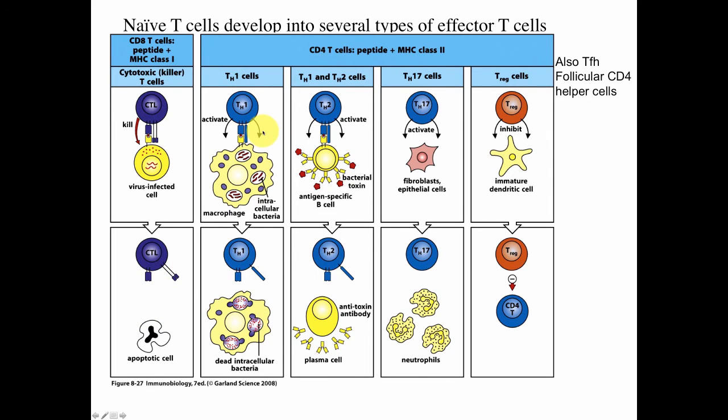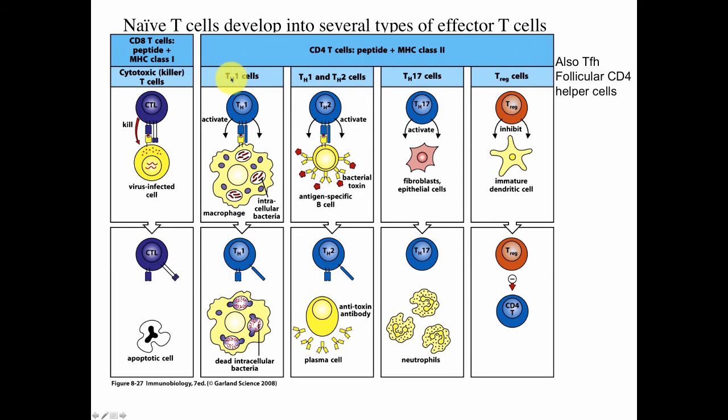CD4 T cells can develop into a bigger array of different types of effector phenotypes or effector functions that are classified as Th1, Th2, Th17, and in this slide, T regulatory cells. And these different types of T helper effector functions are associated with different types of inflammatory responses or different types of immune responses, as I'll talk about in a few minutes. But this is nicely summarized on this slide for a few of these effector responses.